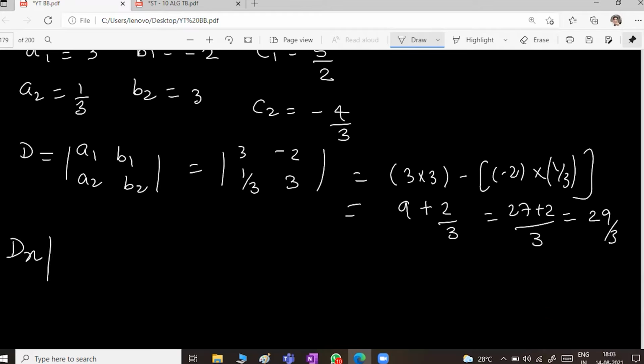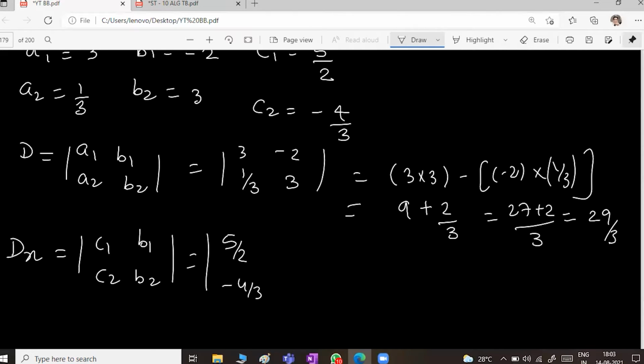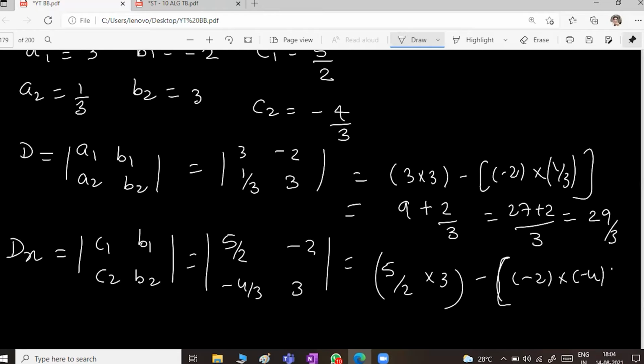dx, the determinant of x, is equal to: the constants come here and this remains the same. What will come? Now solve. 5/2 into 3 minus, I'll use a square bracket since there are many minus terms. So here it would be minus 2 into minus 4/3.